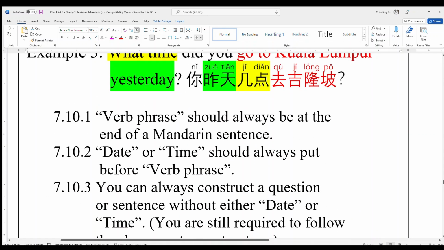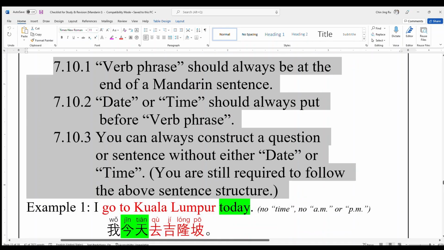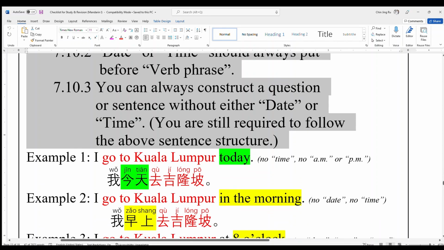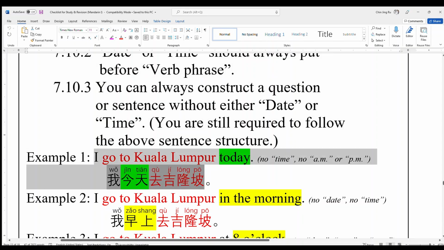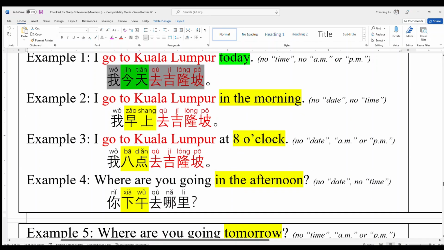It's the same thing here. This is just the explanation that I already shared with you just now, so you can take a look for yourself. I'm going to move on with some more examples. Listen and repeat. I go to Kuala Lumpur today. This sentence doesn't have a time, but it's okay. Sometimes you don't need to mention the time, but you still need to follow the same structure. So you say, 我今天去吉隆坡. I go to Kuala Lumpur today. 我今天去吉隆坡.